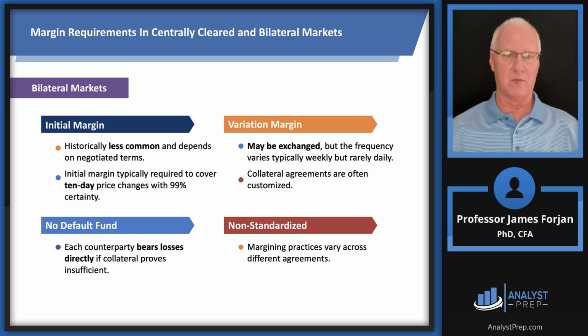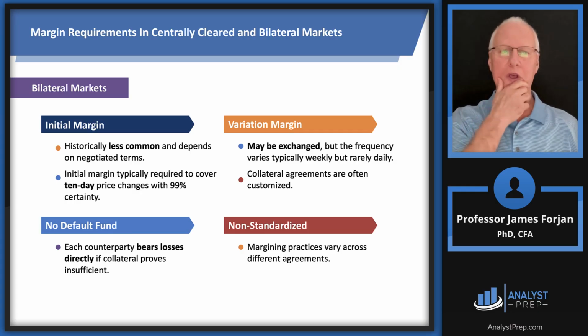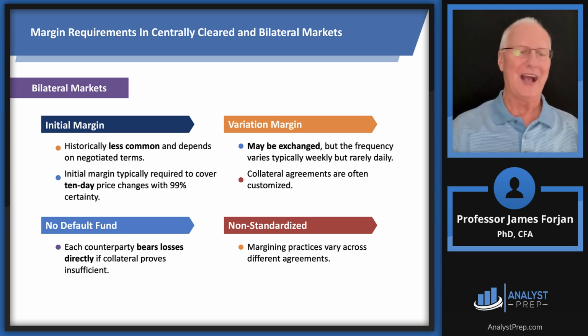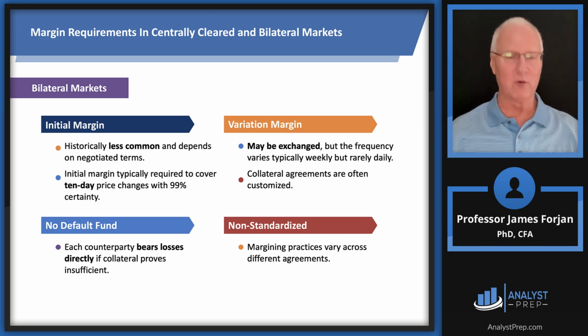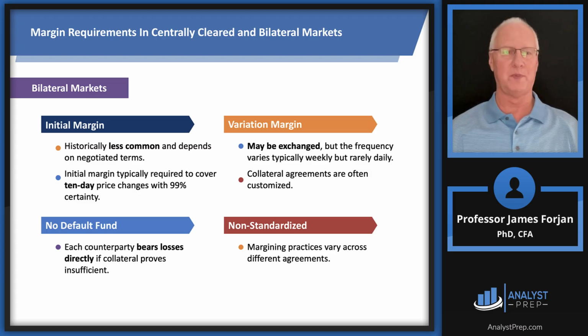In the bilateral market, of course, we may or may not have an initial margin. If you go back 30 or 40 years, these were negotiated, but nowadays there's almost always less common. I mean, historically less common, but nowadays it's common. I can't imagine this would be an exam question. 10-day price changes, here's 5-day price changes, but it's probably something to worry about.